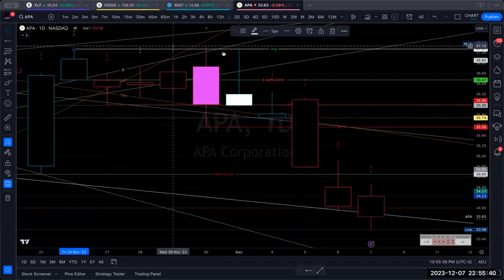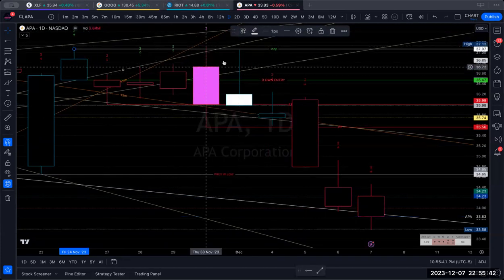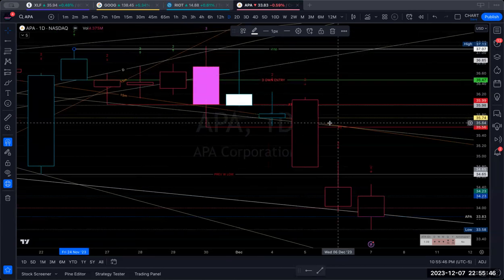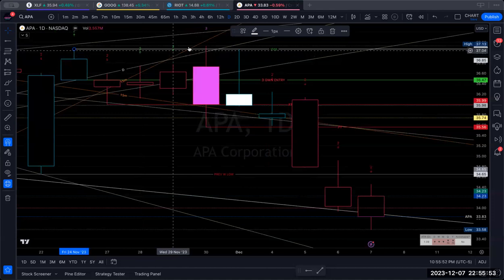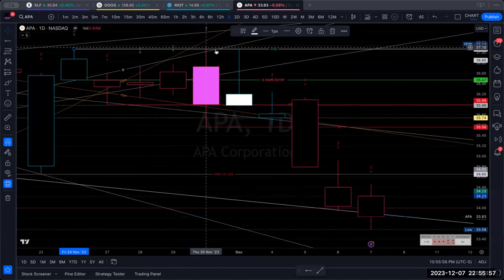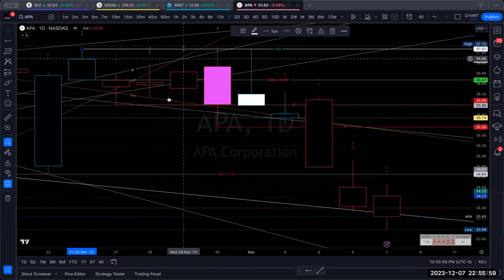If we closed above it, which we didn't, we just kept rejecting the broadening formation, boom, boom, boom. That's why broadening formations are so important. When you asked Rob which broadening formations are important, all of them. Because as you can see, we're rejecting the 15-minute broadening formation, rejecting weeklies, rejecting dailies. So, boom.